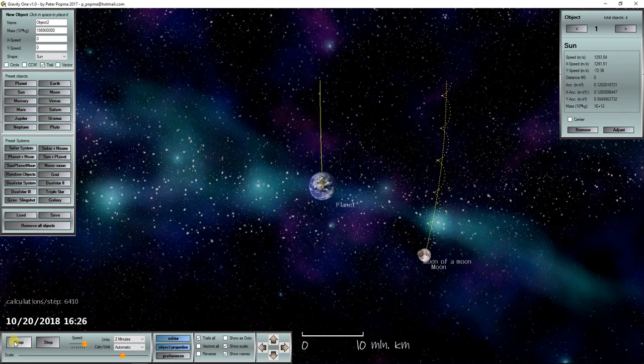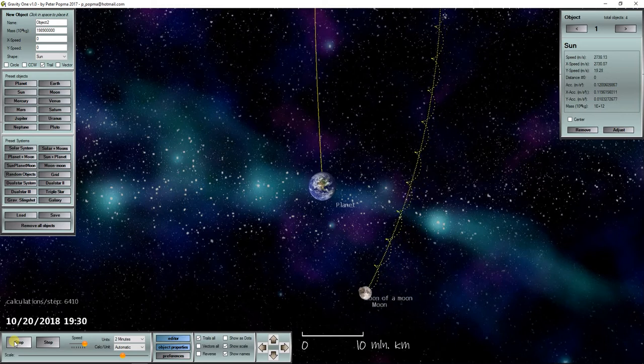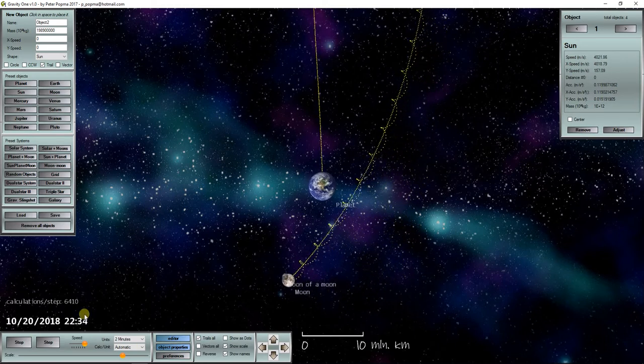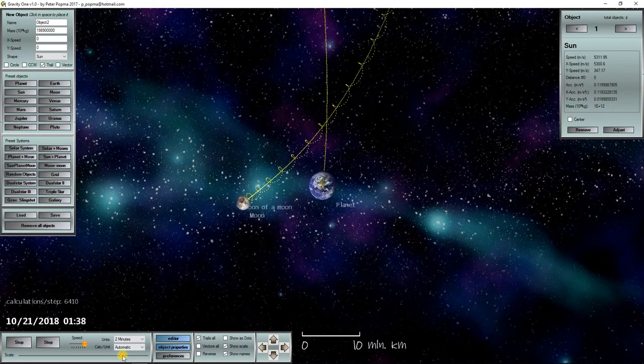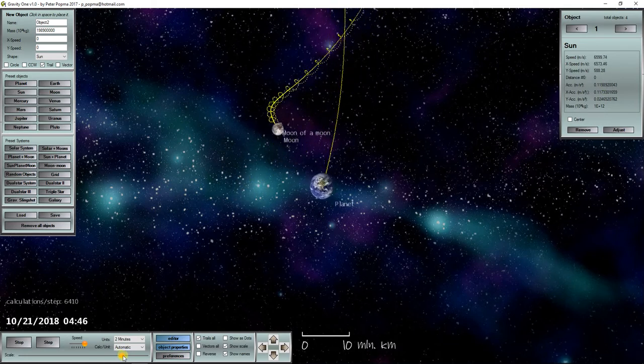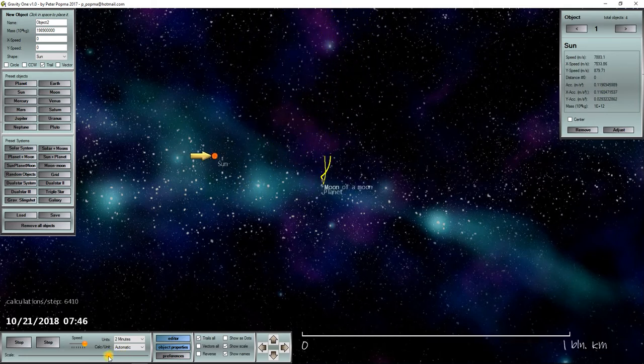Next we have a moon who has a moon of its own. If a moon is very massive, it would be possible that it has its own satellite. It would look like this.